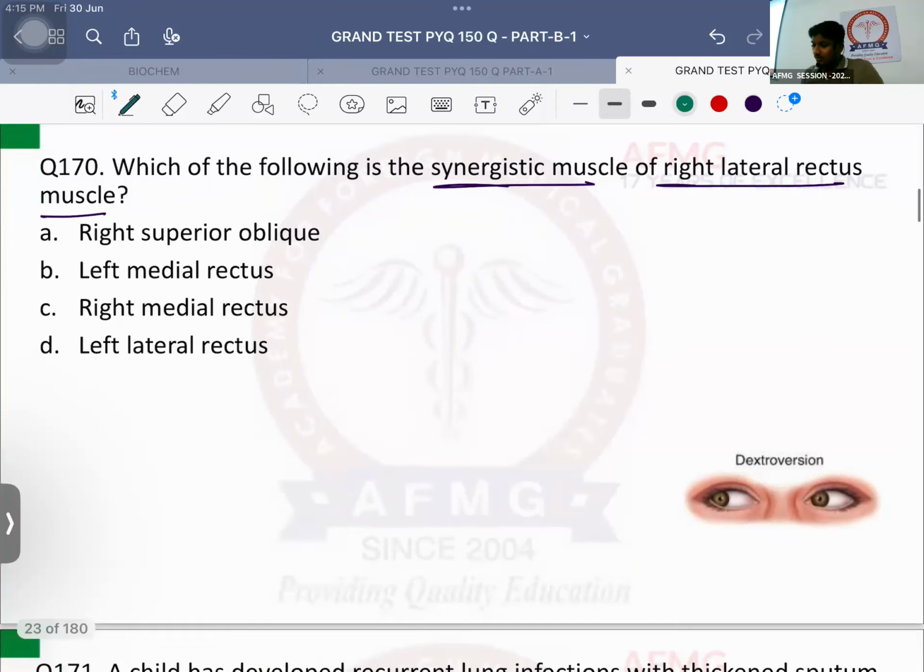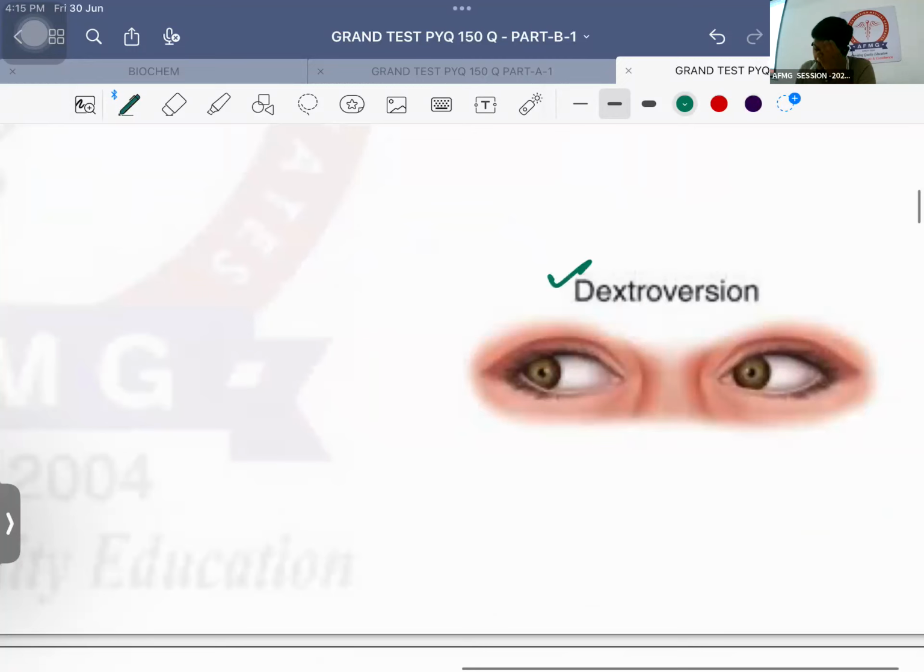So definitely this is for dextroversion, okay? The muscle that helps in the movement is the synergistic muscle. For example, I need to move my eyes towards the right side. The muscle that helps me in this is what is called my synergistic muscle. The one which goes opposite is called a yoke muscle. The one which helps is a synergistic muscle.